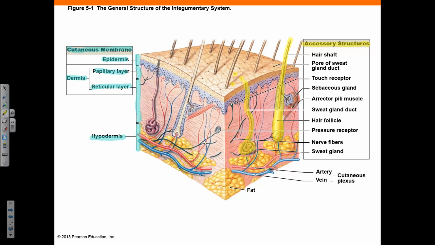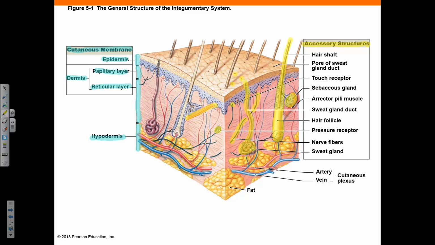We also can see a sebaceous or oil gland here, and this bundle of smooth muscle fibers here is known as the erector pili muscle. We will be taking a closer look at this later. In addition to glands and the muscle, we have things called receptors scattered throughout the cutaneous membrane. Here we see a touch receptor and a pressure receptor. We also can see nerve fibers that travel throughout the cutaneous membrane.